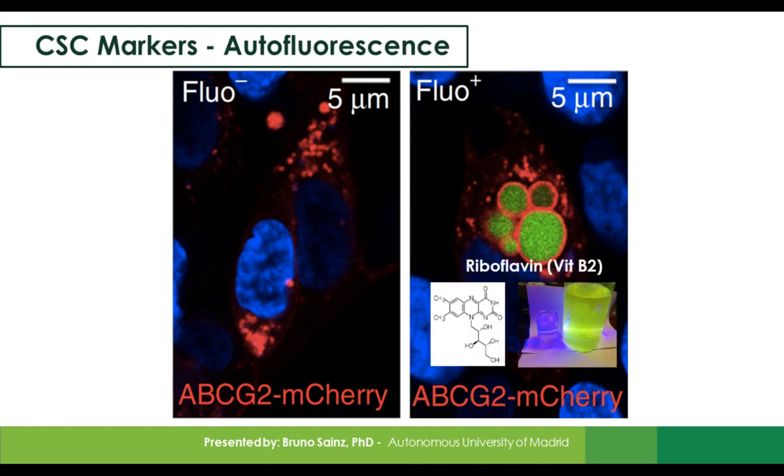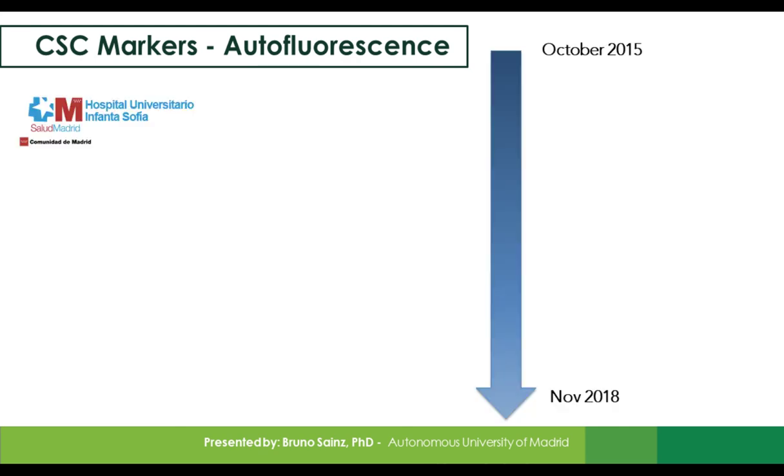Riboflavin naturally fluoresces at very high concentrations. Riboflavin can also pass membranes via the aid of ABCG2 transporters. So it was not illogical that we would have riboflavin accumulation in vesicles that are coated in ABCG2.